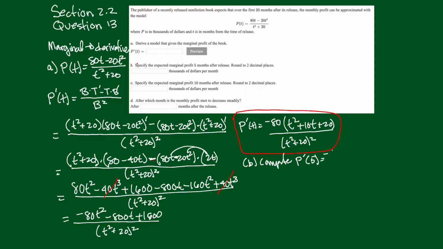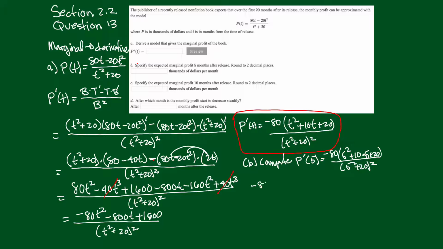So it's just putting a 5 in there. It'll be negative 80 times (5 squared plus 10 times 5 plus 20) all over (5 squared plus 20), and all of that gets squared. Now I did this on my calculator by typing in this.